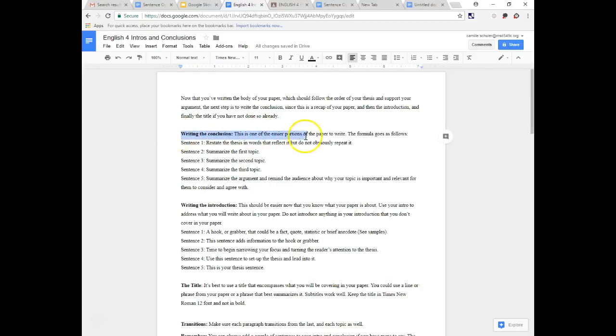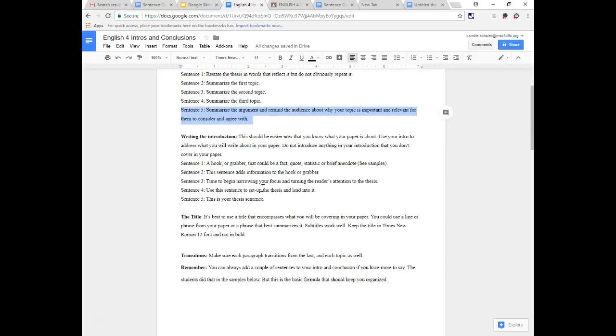Students usually say this is one of the easier portions of the paper to write, and here's the formula. Sentence 1 restates the thesis in words that reflect it but do not obviously repeat it. A lot of students choose just to restate the argument. Sentence 2 summarizes the first topic. Sentence 3 summarizes the second topic. Sentence 4 summarizes the third topic. And sentence 5 summarizes the whole argument again and reminds the audience why your topic is important and relevant for them to consider and also to agree with.